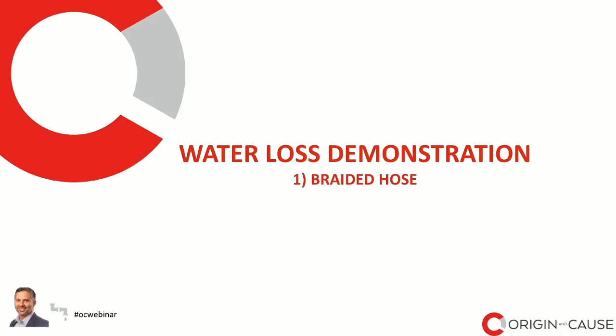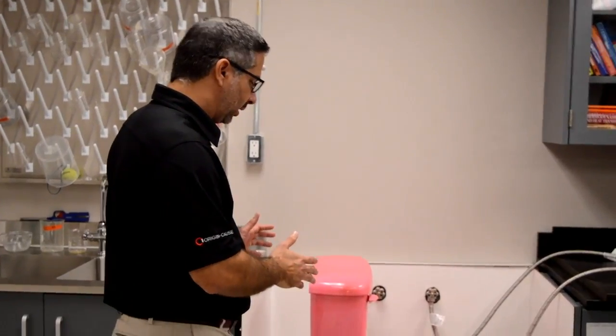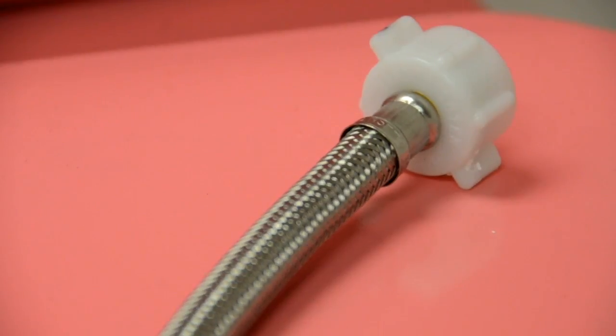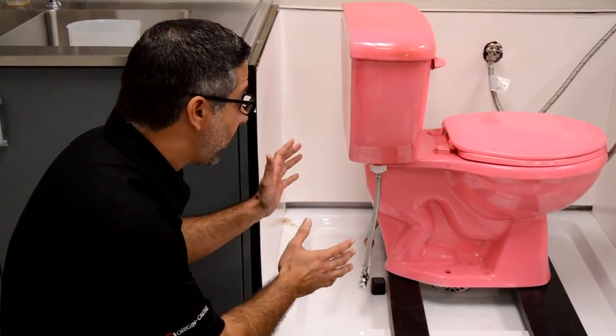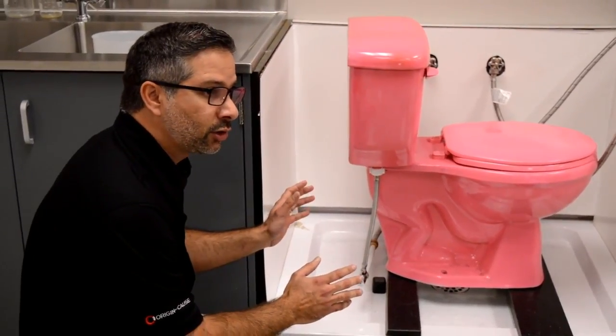So the first demonstration I'd like to do today is on the braided hose. As you can see, this is a typical setup other than the fact that the toilet is pink, but everything else is exactly as it would be in a regular bathroom. All the plumbing connections and everything. This braided hose does not show any particular damage. Basically, it looks fine. There's no indication of any damage or degradation whatsoever.